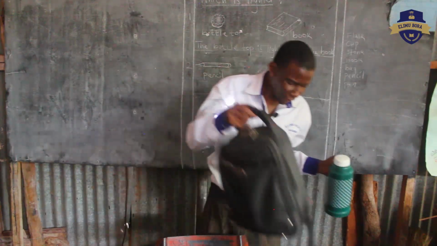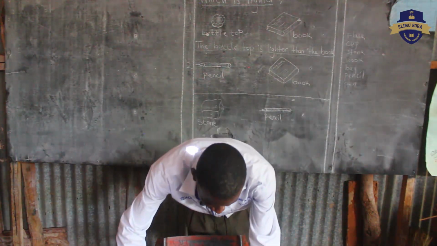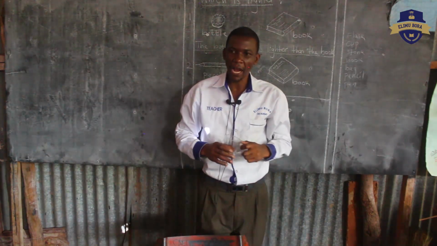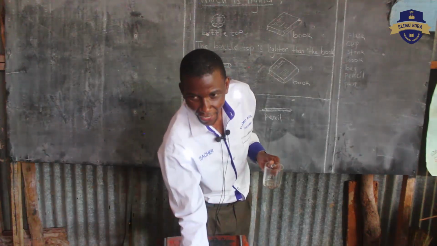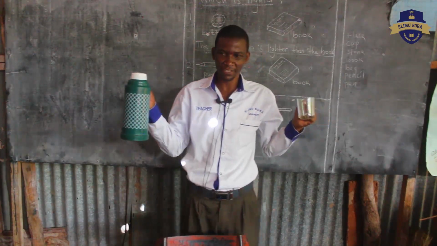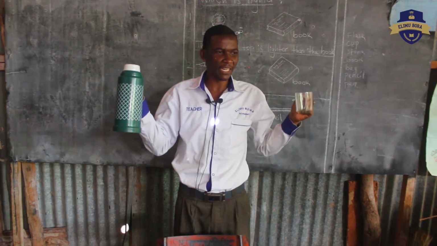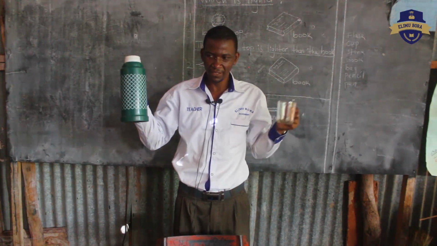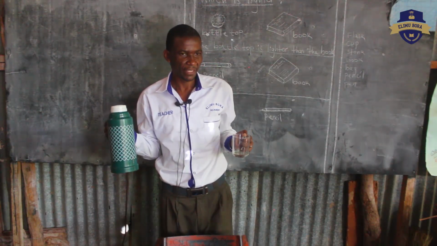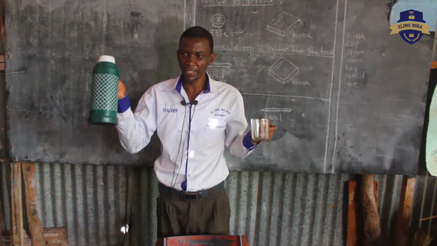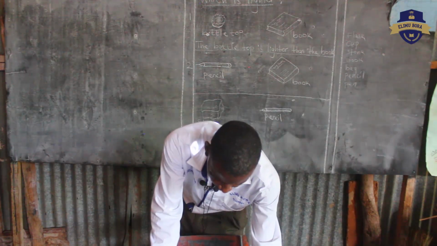Good. Now, we have a cup and a flask. A cup and a flask. Which one is lighter? The cup is lighter than the flask.